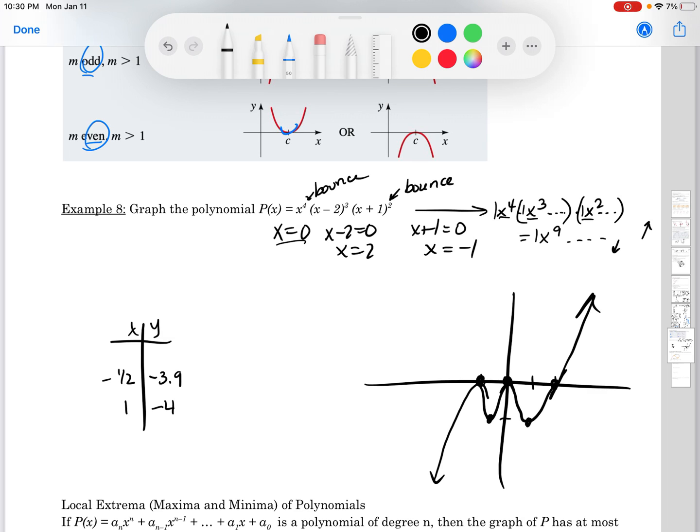Okay. So without having to plug in a lot of information, I got a pretty good sketch of my graph. And I can always go to Desmos to double check what it looks like, but we can do this without a calculator, and that's the beauty of it.